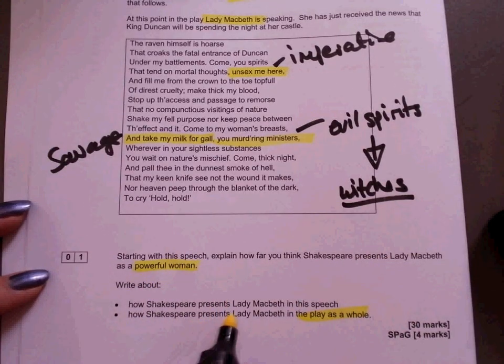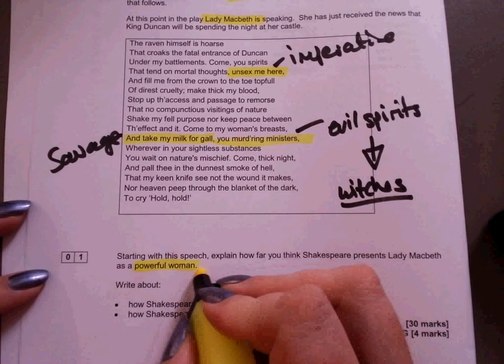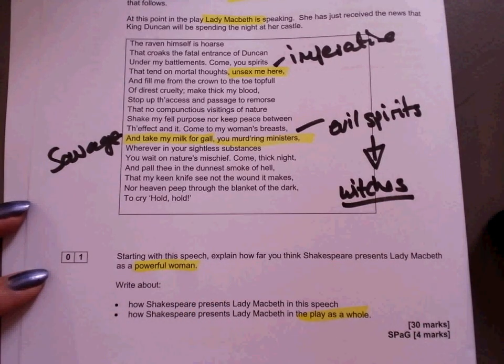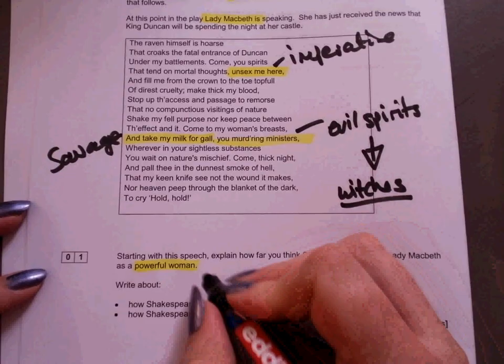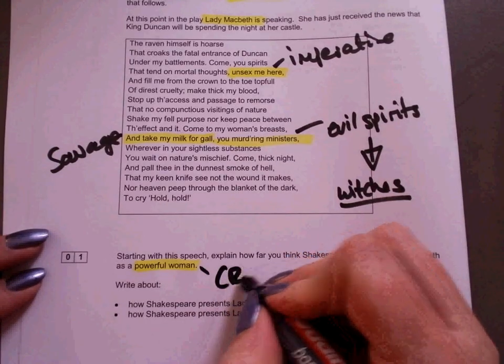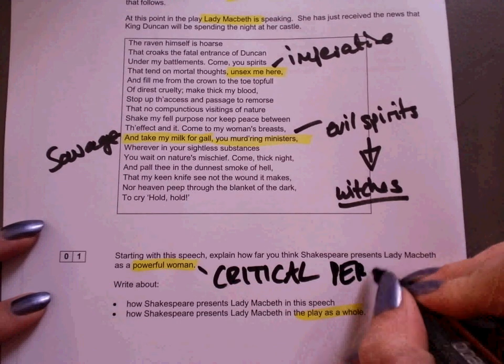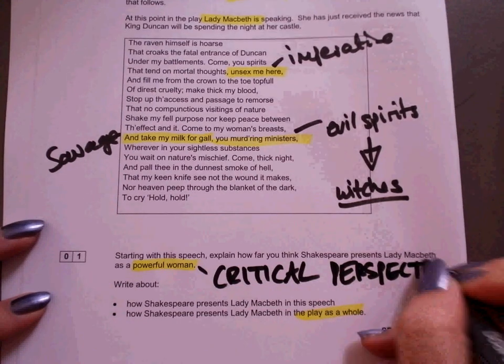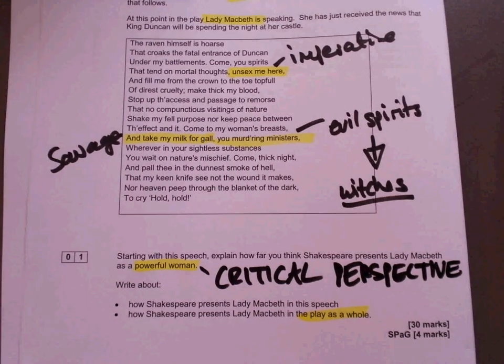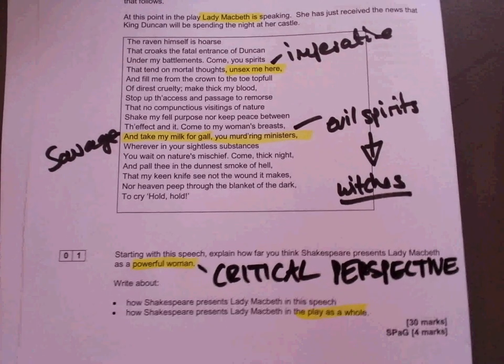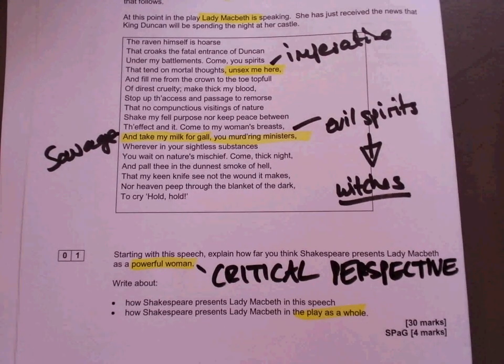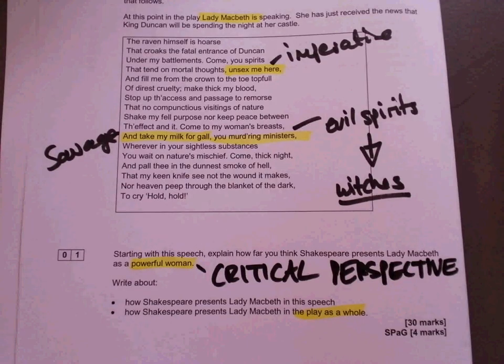Some people might just go straight to the bullet point, how does he present Lady Macbeth? But you've got to keep this in mind. Now, the exam board have said that the best students have a critical perspective in mind. What I mean by that is that they have their own viewpoint. So they're going to start off by thinking, yeah, she is really powerful, and I'm going to spend this essay arguing why I can see that.